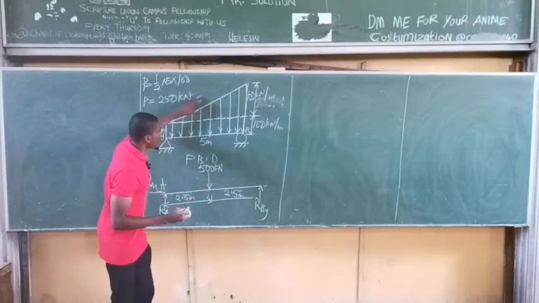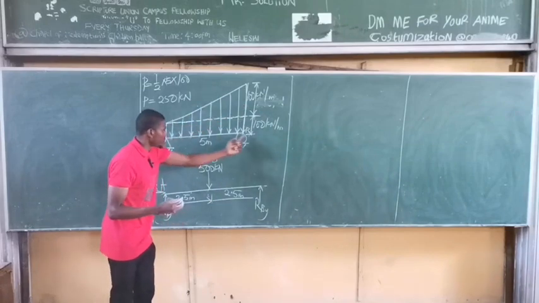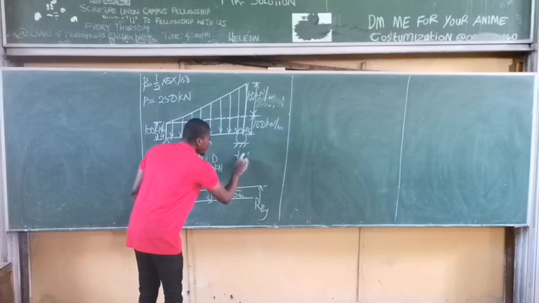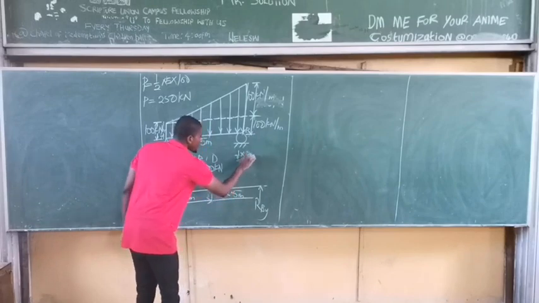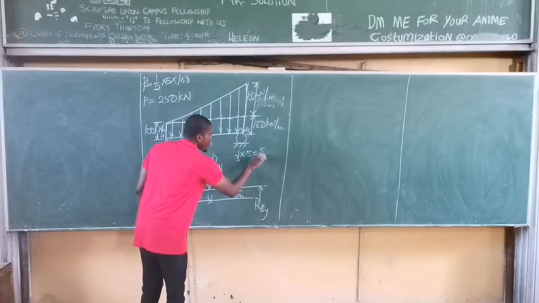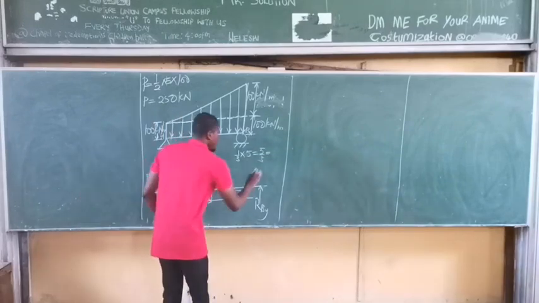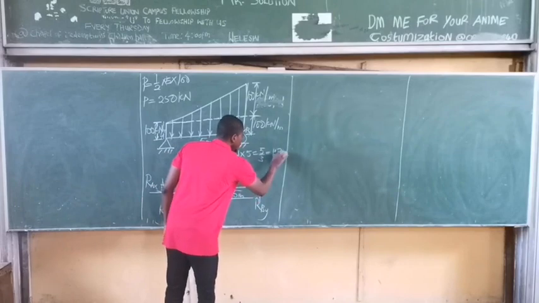The length covered by the UVL is simply the entire length of the beam, which is 5 meters. So 1/3 of 5 is simply 1 over 3 times 5, and that's simply 5 all over 3. And 5 over 3 will simply give us 1.7.